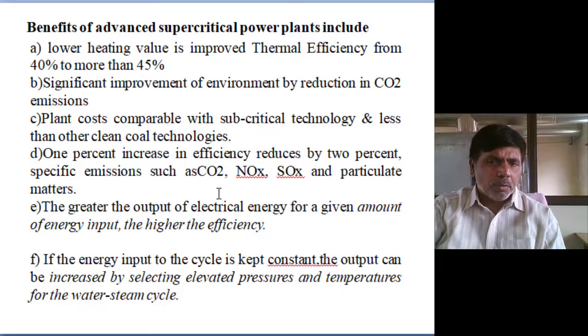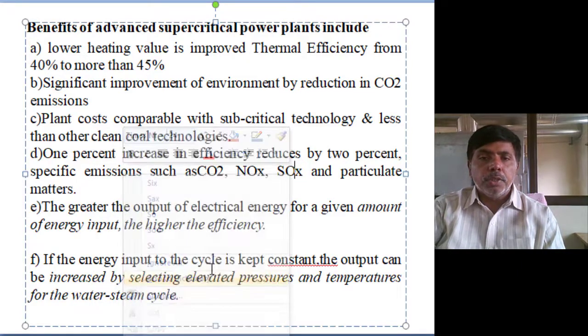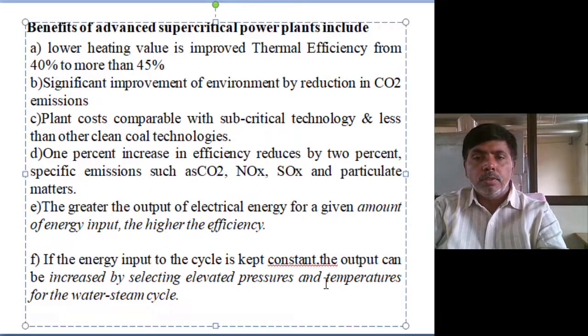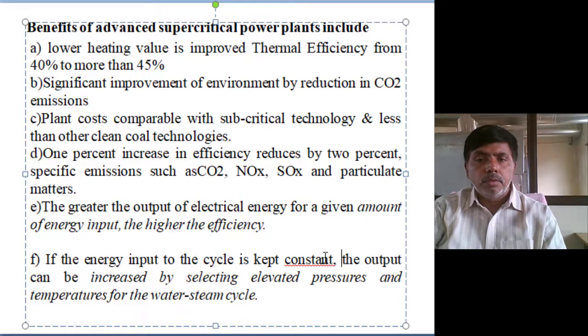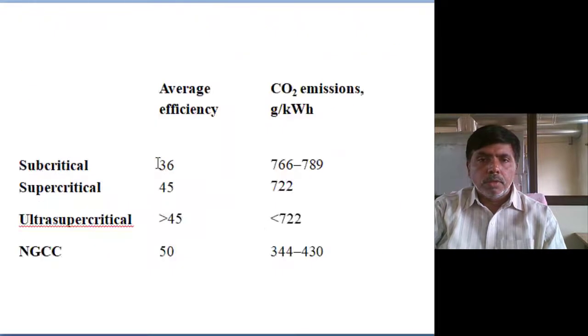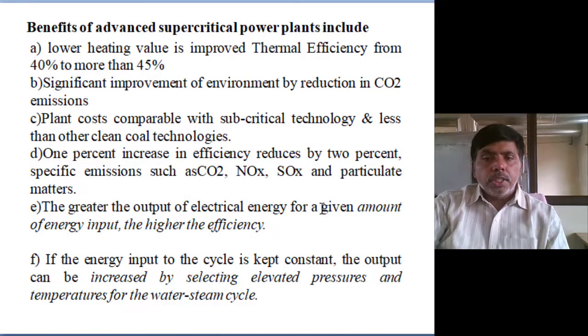So generally, theoretically, whatever examples I gave in the tabulation, I explained everything. Theoretically we are assuming efficiency is enhancing, so CO2 emissions are reducing. Sorry, efficiency. This one, ultra super. Efficiency enhancing.